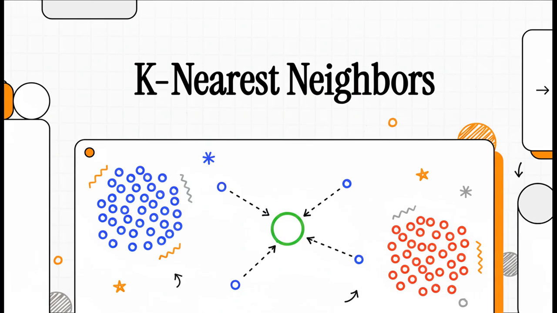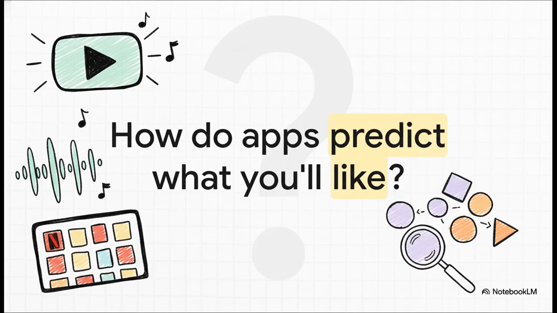All right, so let's jump right into one of machine learning's most intuitive ideas, k-nearest neighbors. It's a surprisingly simple algorithm, but don't let that fool you for a second. Its power really comes from a concept you and I use every single day without even thinking about it. You know when you're on Netflix and it just knows what you'll want to binge next.